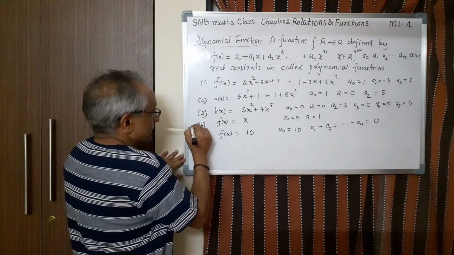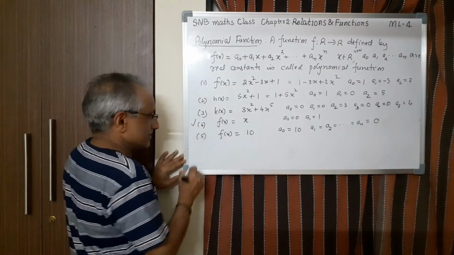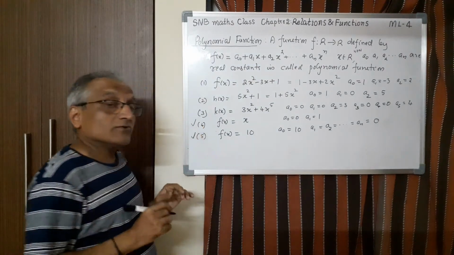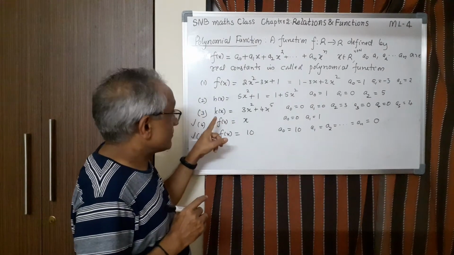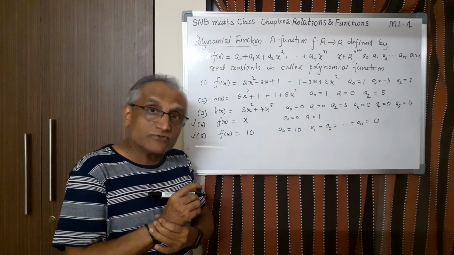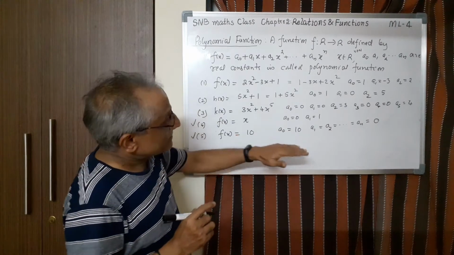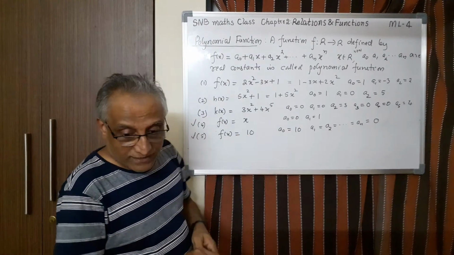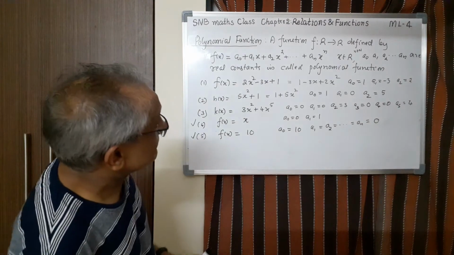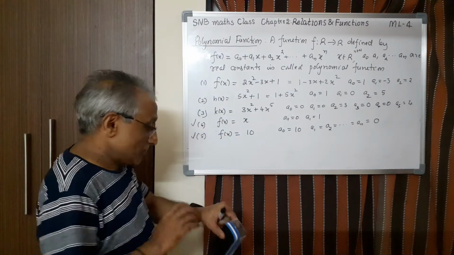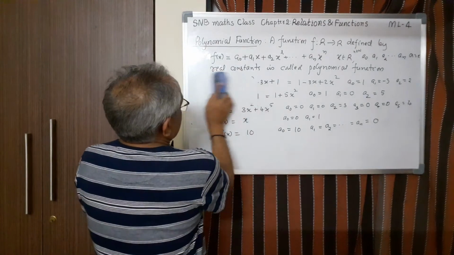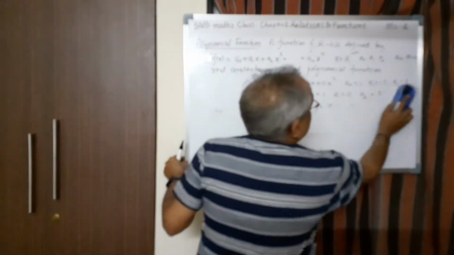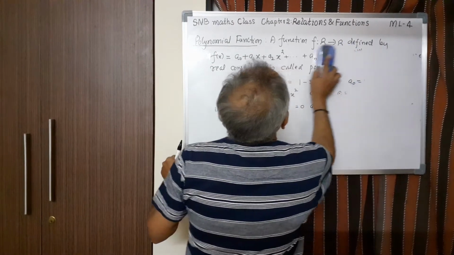Therefore remember, constant function is also a polynomial function, and identity function is also a polynomial function. This is very important understanding. Now here drawing graph is not always easy with the polynomial functions. Only a few graphs we can draw, but that is very important.